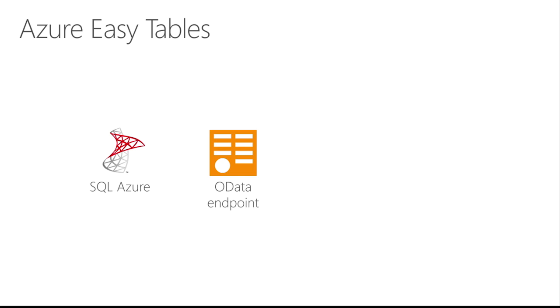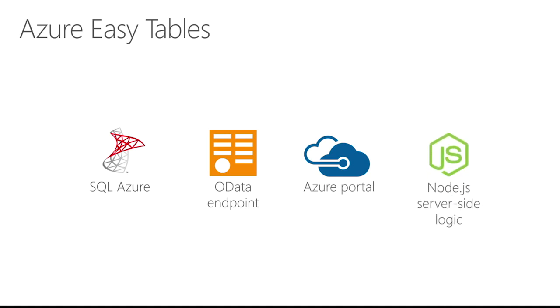So OData is a standard way of interacting with data over the web. It's basically a REST interface, but they put some conventions around it to be able to do filtering and ordering and things like that, to be able to skip 10 entries and take the next. We use standard tooling with that as well, of course. And so it gives you the SQL sort of abilities, but on top of a REST endpoint. We can then work with this data through the Azure portal, or of course we can do it through server-side logic, and that logic can be Node.js, or we can use ASP.NET. Either one of those is possible.